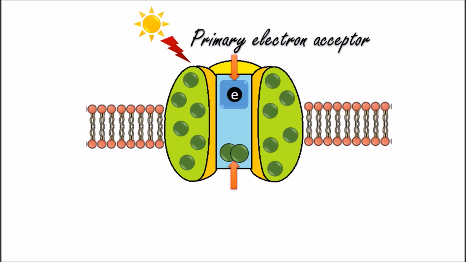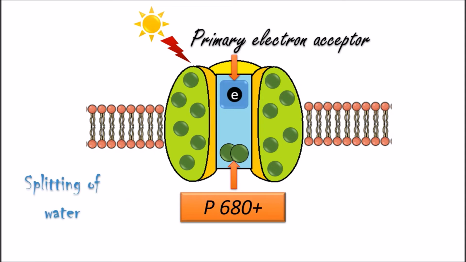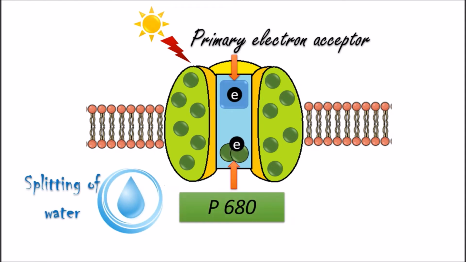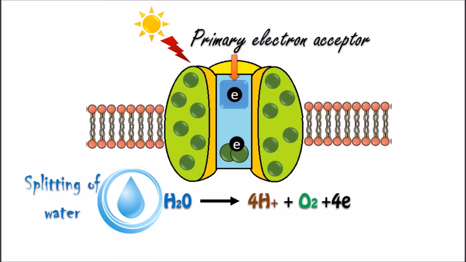The excited photosystem 2 is neutralized by the electron released as a result of the splitting of water. The splitting of water takes place as a result of an enzyme-catalyzed reaction and yields oxygen, H+ ions and electrons.